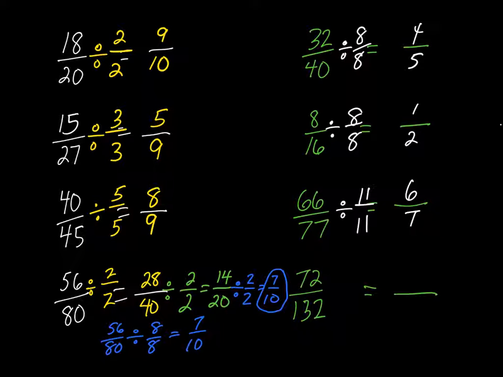And I saved a hard one for last. 72 over 132. We can simplify this. Again, this is where your math facts really help you out. We can divide top and bottom by 12. And watch how quick we can solve this one, or simplify this. 72 divided by 12 is 6, and 132 divided by 12 is 11. I hope this helps.